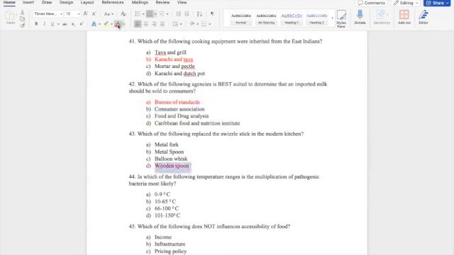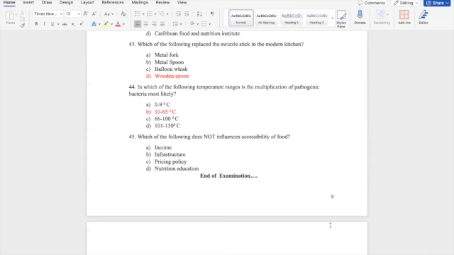All right, next 44. In which of the following temperature range is the multiplication of pathogenic bacteria most likely? And the pathogenic material is from 10 to 65. Okay. All right, let's go to the last question now, 45.